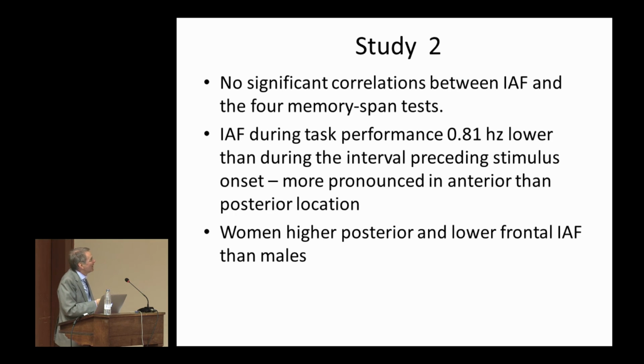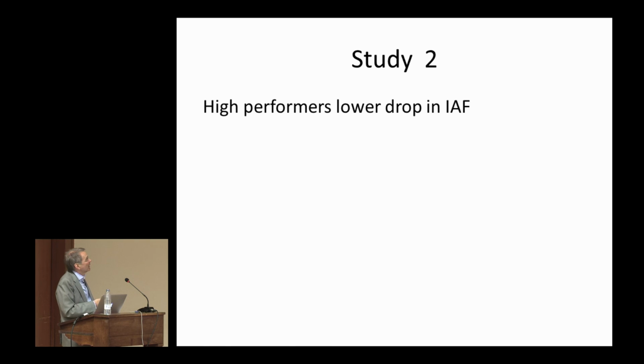Women showed higher posterior and lower frontal individual alpha frequency than males, and this was not related to the area. So why would we expect anterior? All the differences were anterior, so frontal, because of the attentional component of this task, probably, I suppose. Now, when we look at the high performers, they showed a lower drop in individual alpha frequencies.